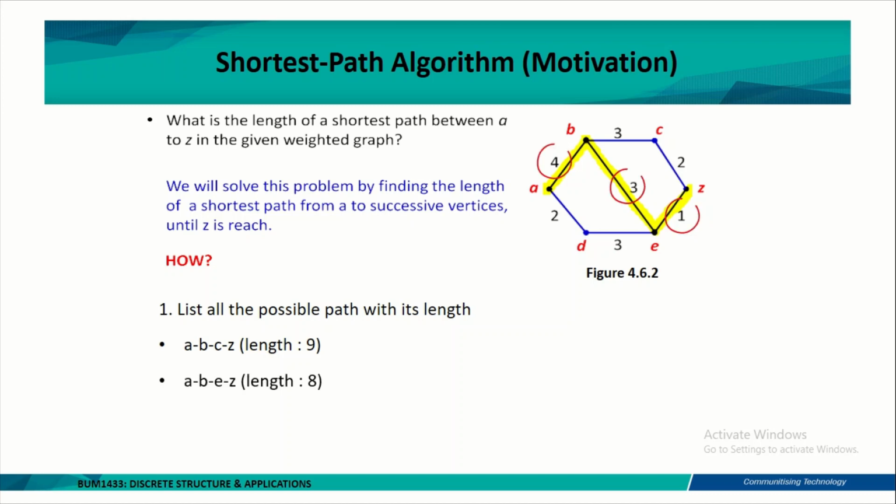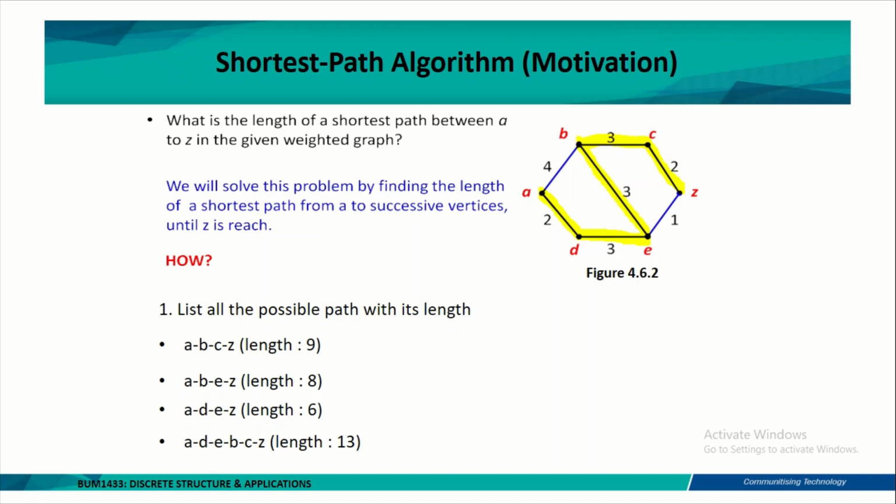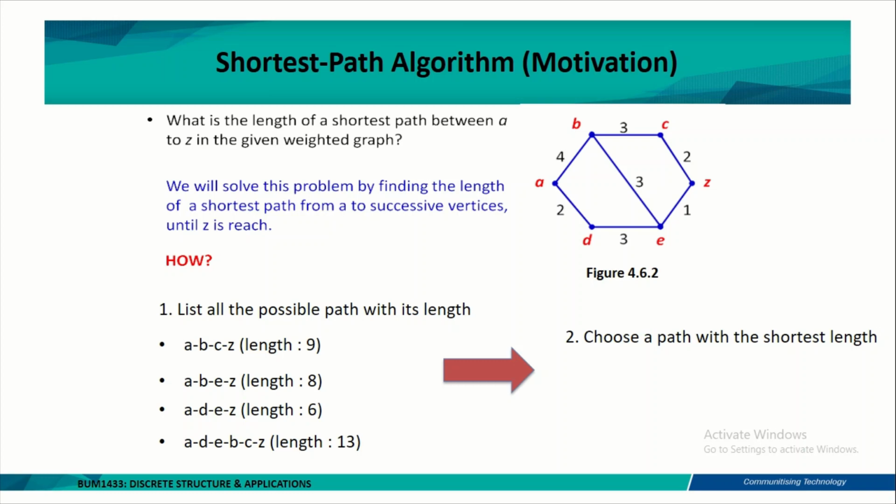And we have A, D, E, Z as another path, with length 6, and also the path A, D, E, B, C, Z that has length 13. So these are all the possible paths with their lengths. We need to find the shortest path, and the smallest length is the shortest path. So the shortest path here is of length 6, with A, D, E, Z. So this is the motivation for the shortest path algorithm.